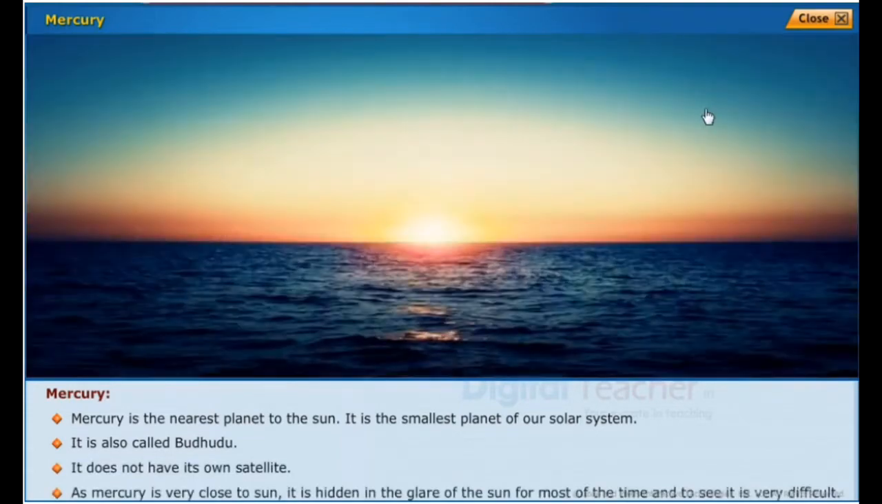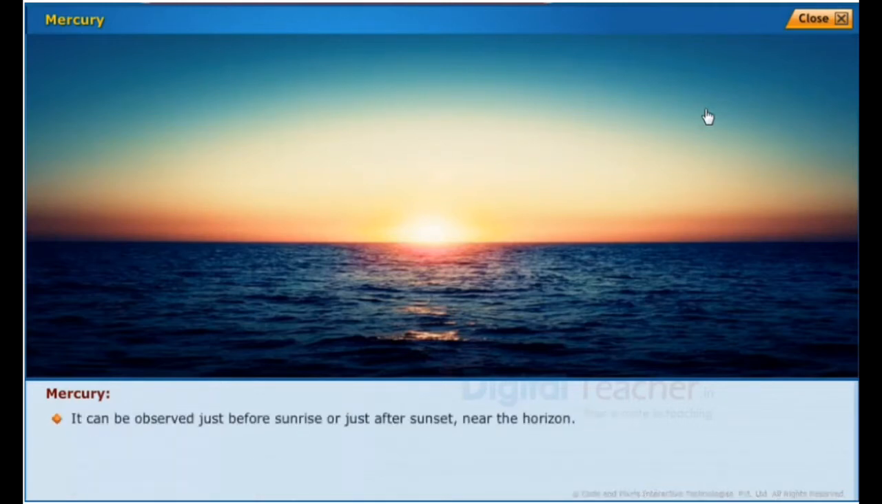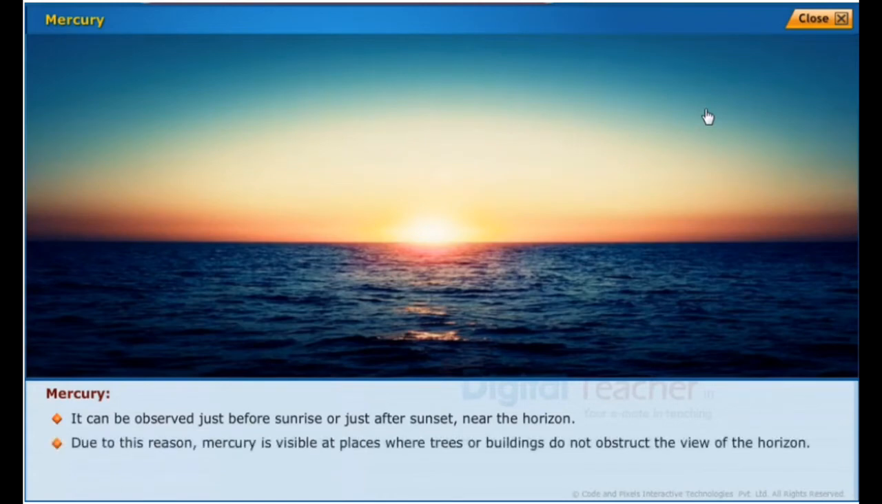As Mercury is very close to the Sun, it is hidden in the glare of the Sun for most of the time, and to see it is very difficult. It can be observed just before sunrise and just after sunset near the horizon. Due to this reason, Mercury is visible at places where trees or buildings do not obstruct the view of the horizon.